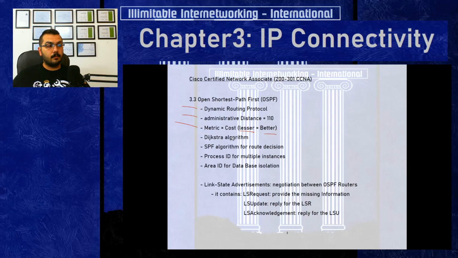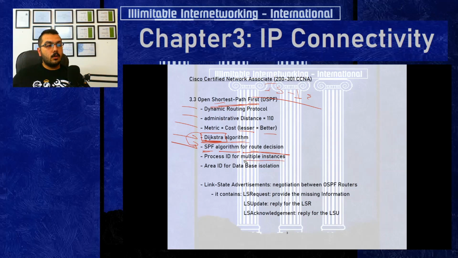The lesser, the better. OSPF was built and designed using the Dijkstra algorithm. I believe this was the name of the engineer or maybe the scientist that built OSPF. It was built to use the shortest path first. This is a common algorithm used between OSPF and ISIS. Both of them use the SPF algorithm for the route decision. So it's the shortest path first, but it uses cost as its metric.